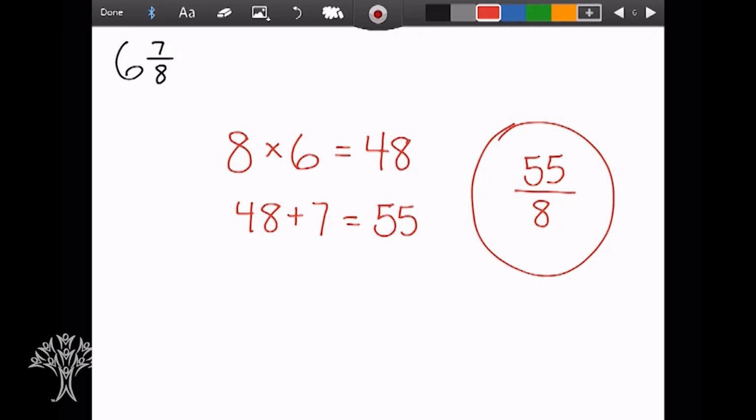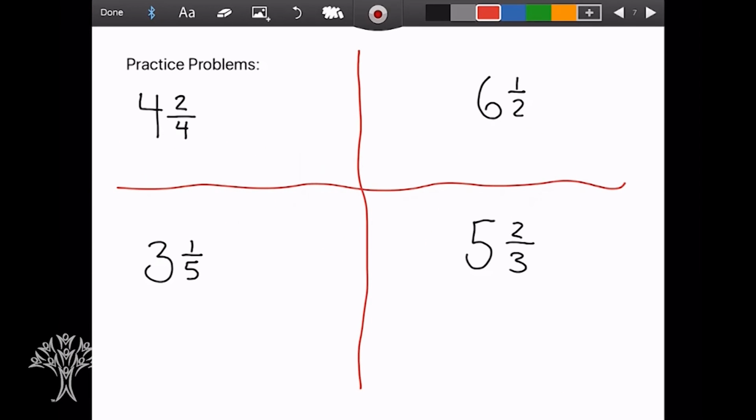So a little bit different, right? A little bit cleaner than drawing out all the pictures, but you have to be really well organized if you're going to use this method. So again, the steps were denominator times the whole number, get your answer, then your answer plus the numerator, and then whatever answer you get for that, you put it on top of the denominator again. So 6 and 7/8 is the same as 55/8. Whew.